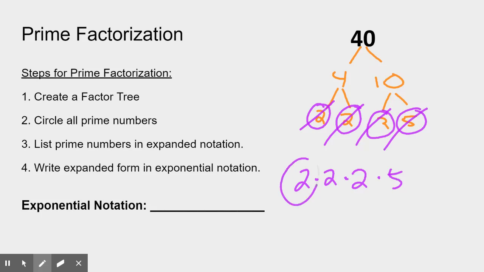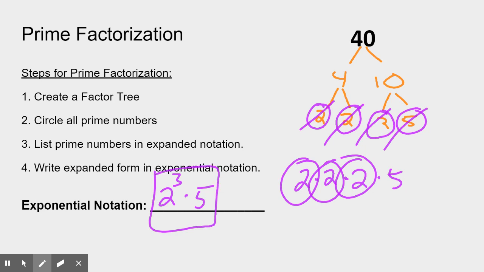So I see that 2 repeats 3 times. So I'm going to write a base of 2 and then count. Since 2 repeats 1, 2, 3 times, my exponent will be 3. Then I'm going to write times. Now you're going to look to see, do I have any other numbers that repeat? No, I just have the 5 left. So I'm going to write times 5. And that would be the prime factorization of 40. 2 cubed times 5.